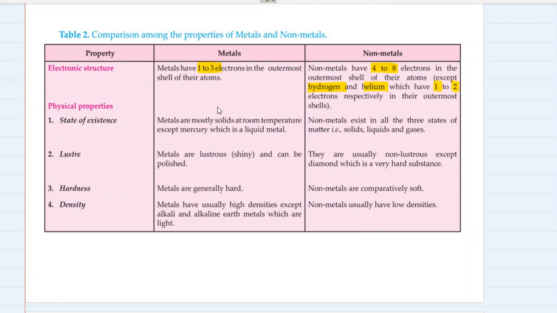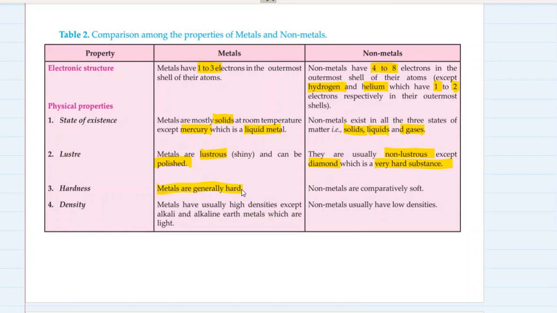This is electronic structure. Physical properties. Metals are mostly solids at room temperature except mercury, which is a liquid metal. Non-metals exist in all the three states of matter: solids, liquids, and gases. Metals are lustrous and shiny, and they can be polished. Non-metals are usually non-lustrous except diamond, which is a very hard substance. Also, iodine and graphite can be lustrous.